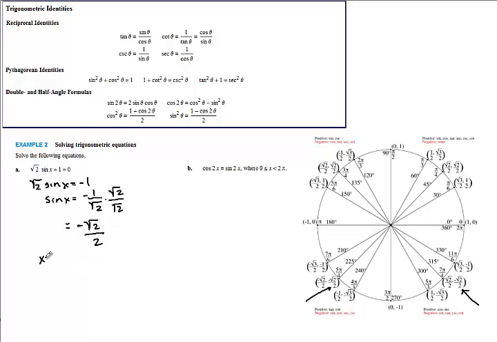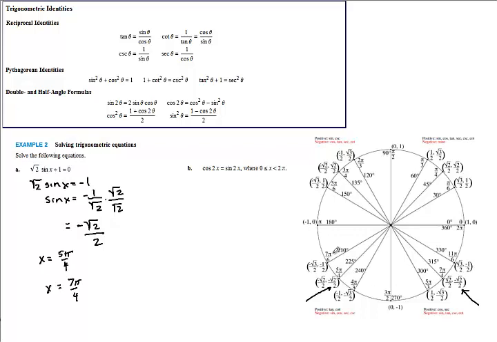x can be equal to 5 pi over 4, or x can be equal to 7 pi over 4. But that's not the only thing it could be, because what if I went around the circle again and added 8 pi over 4 to that, just adding 2 pi, meaning go around the circle again, so that 13 pi over 4 would be a solution to this as well.